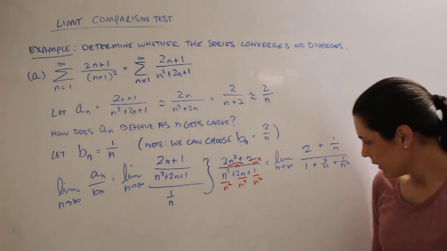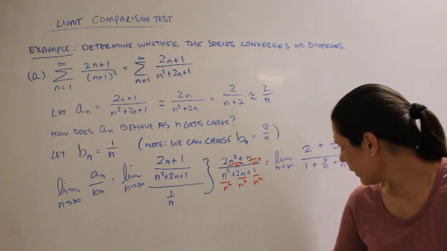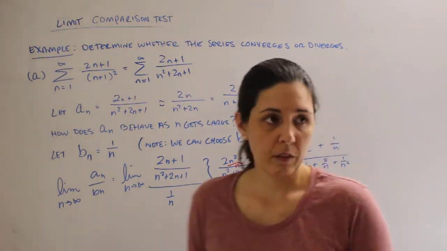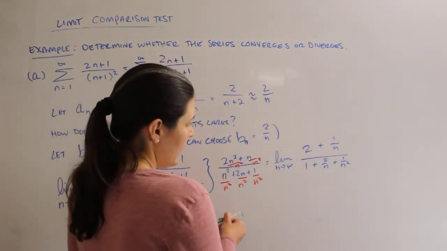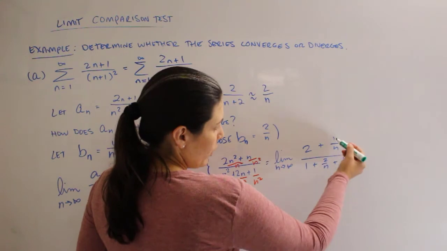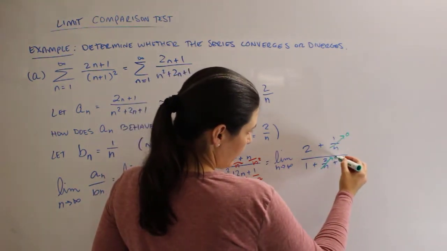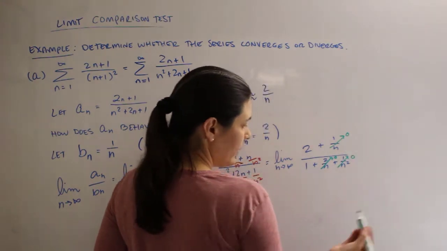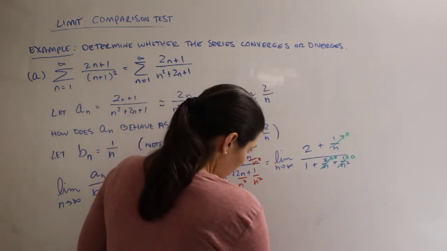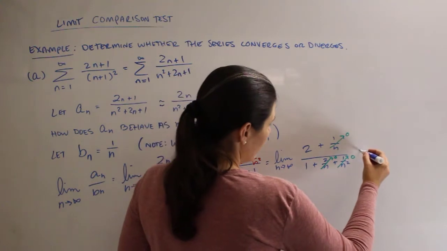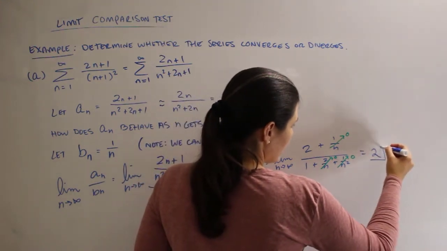Okay, now let's see. We know some stuff about what's happening here. We're going to apply this limit. We're going to take this limit. As the bottom gets really large, 1 over infinity, this is going to 0. 2 over infinity, going to 0. 1 over infinity squared, going to 0. So we end up with this limit equaling 2 over 1, which is just 2.